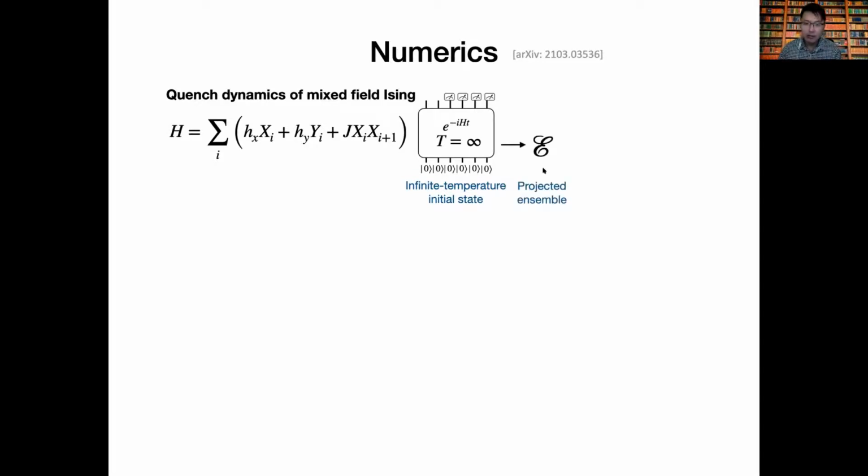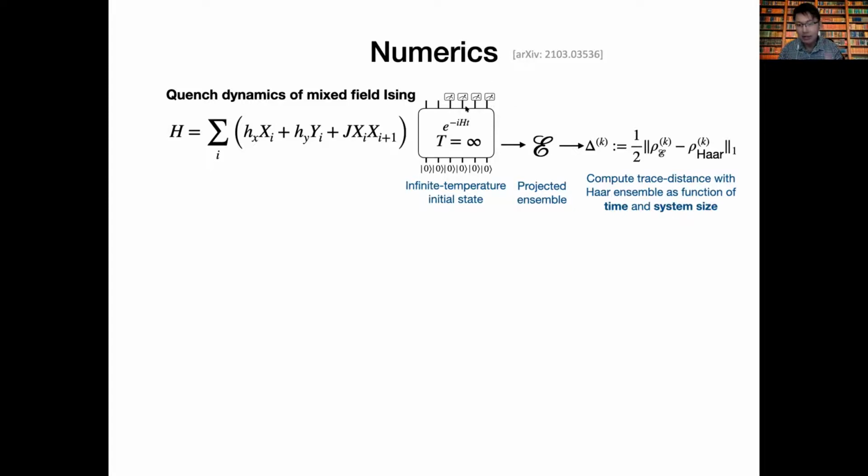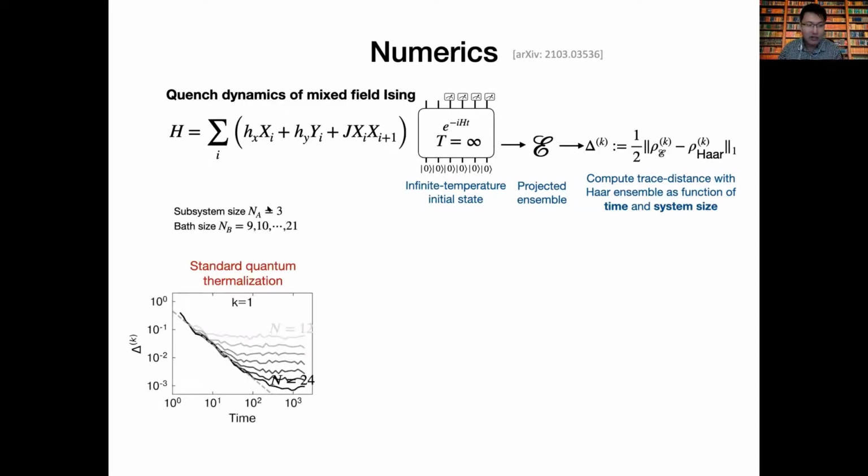They compute the projected ensemble, and then they compute the trace distance with respect to the Haar ensemble, and they plot it as a function of system size, how long the quench time is, as well as how many qubits they're measuring out, so the size of the bath. And this is what they see for a subsystem size fixed to be 3, and for increasing bath sizes going from 9 to 21.